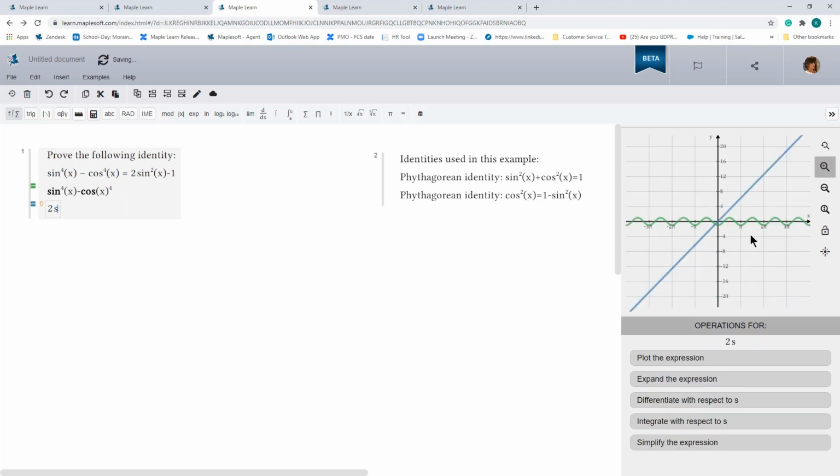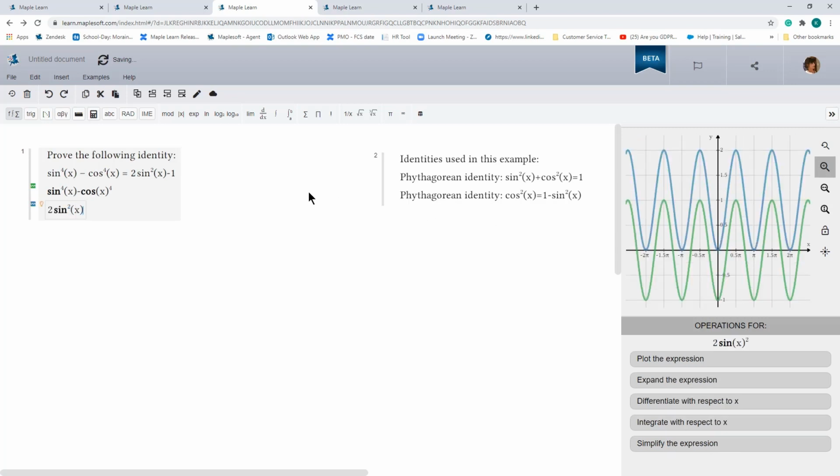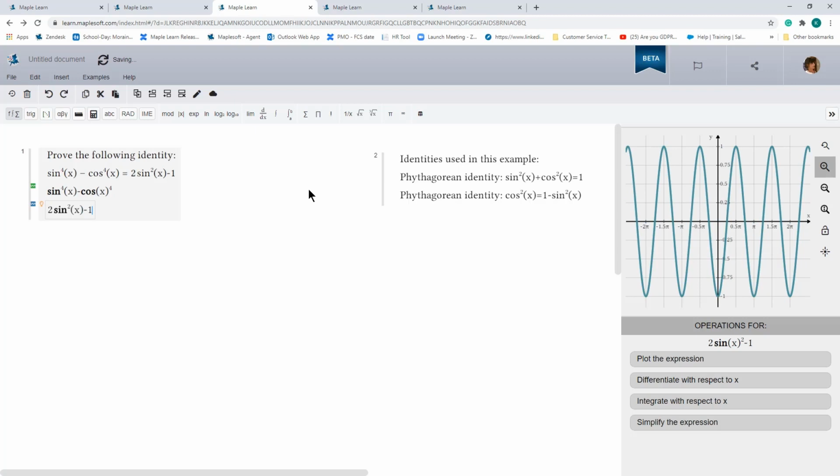2 sine squared x minus 1. And you'll see that the plots of those two expressions lie one on top of each other. So this identity is in fact true.